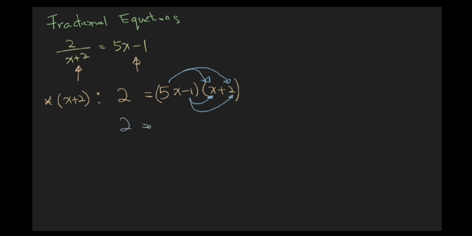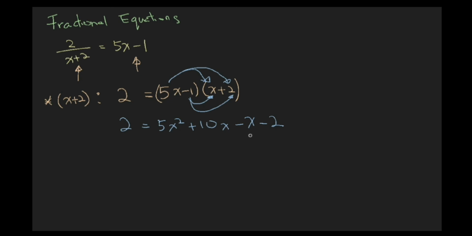So what we will have is 5x times x, you will have 5x squared. 5x times 2, you will have 10x. Minus 1 times x, minus x. Minus 1 times 2, minus 2.